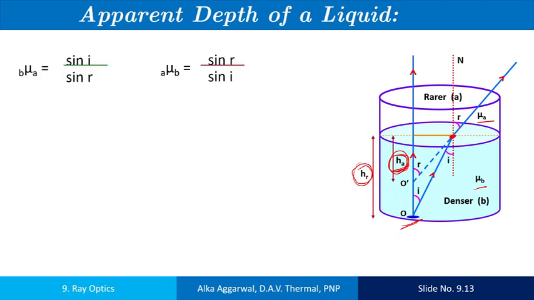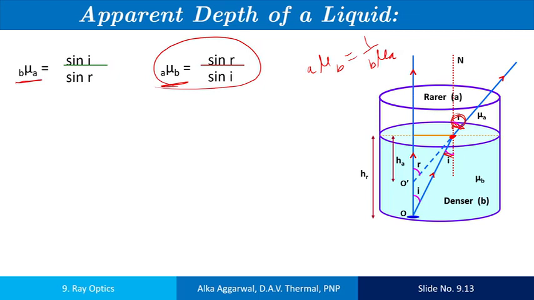Now, as the ray of light is going from denser medium to rarer medium, the angle of incidence is I and this is the angle of refraction. As you know, A mu B is equal to 1 upon B mu A. So, A mu B equals sine R upon sine I. From this diagram, this is the angle of incidence, so it is also I. This is R, so this angle is R.